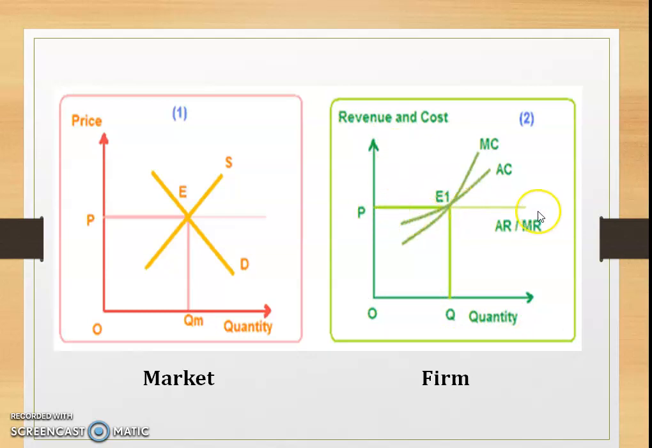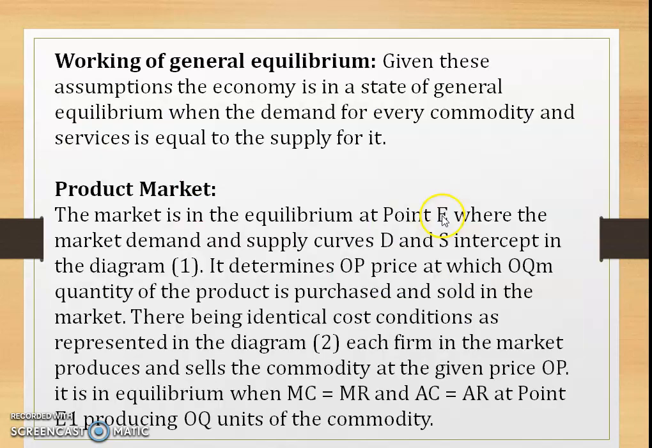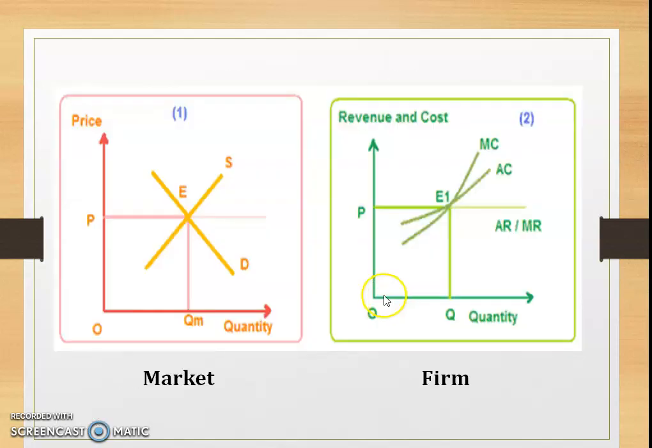Since it is a perfect competition condition, the AR is equal to MR, which is parallel to the x-axis. And as you know, the condition is MC is equal to MR, that's the intersection point where it's an equilibrium. And the MC curve must cut MR from below, so that's the intersection point. So that's what it shows here, right?